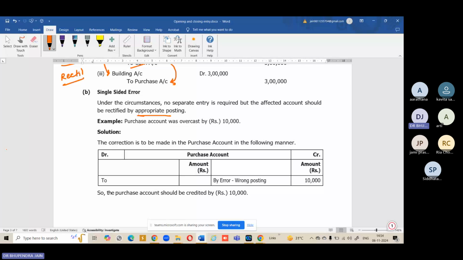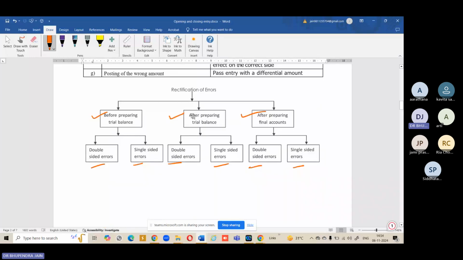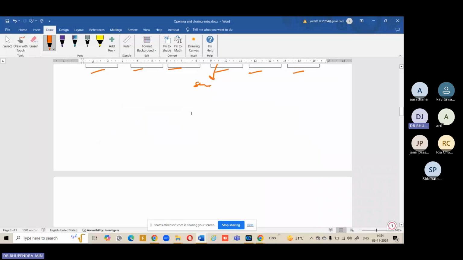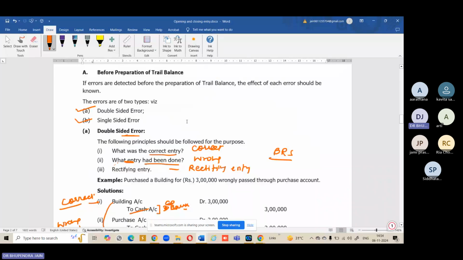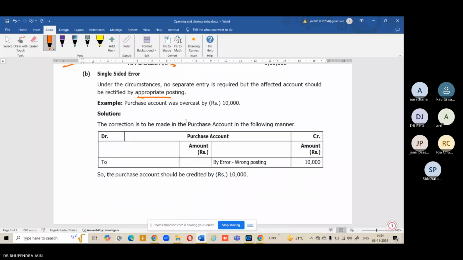This situation is before preparation of trial balance. The second situation is after preparing the trial balance. If the single side error occurs after preparing the trial balance, then we will rectify it using the suspense account. Or if the error occurs before preparation of trial balance, sorry, we will just make the entry in the particular account. We will just adjust the entry with the particular account.